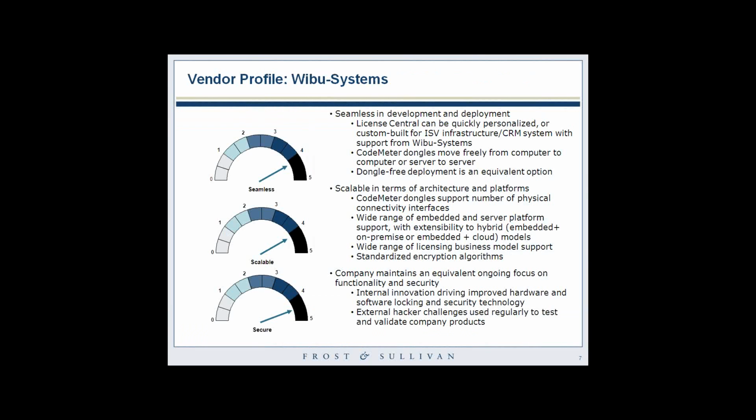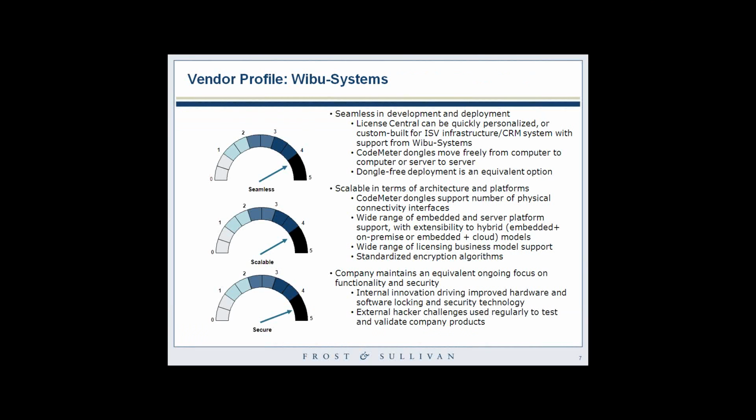And that brings me nicely to Wibu-Systems, which is a very good example of a vendor who meets the best practices criteria for an embedded license management system. The product itself supports a wide range of embedded platforms and allows equivalent deployment with or without a dongle. And as we saw earlier, the storefront is also relatively simple to customize to the device vendor's specific business needs. What is also very crucial is the fact that Wibu supports a very wide range of dongle connectivity interfaces, unlike most of its competitors who only offer USB interfaces.